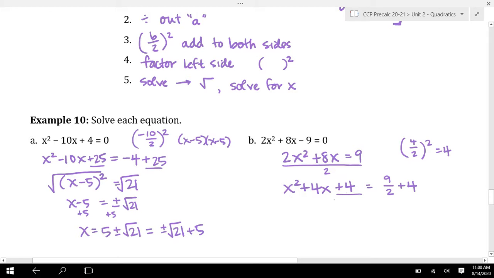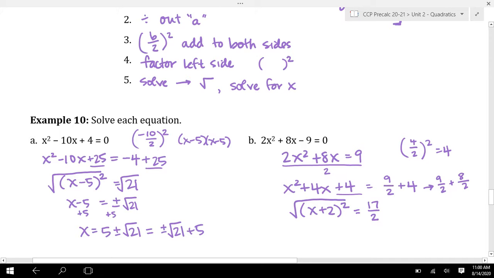So x squared plus 4x plus 4 factors into x plus 2 and x plus 2. So I'm going to make this x plus 2 squared. The right side of the equation, oh, this is a good fraction review. If I want to add 9 halves and 4, then I need common denominators. So I'm thinking my common denominator is 2, or halves, which means I have 9 halves plus 8 halves. So 17 halves. Okay, and then we can finish solving.